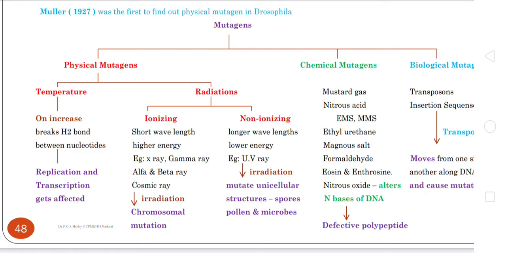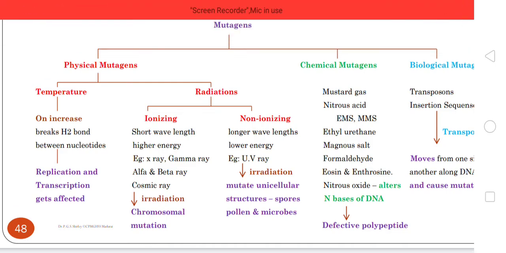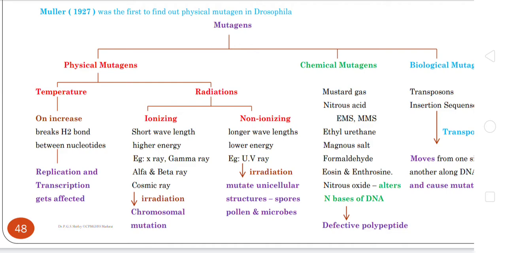Next we move on to non-ionizing radiation. Here they have a longer wavelength and produce lower energy. One example is UV rays. This leads to mutation in unicellular structures such as spore formation, pollen formation and microbes. So lower energy radiation occurs in the lower group of unicellular organisms, spores and pollen grains, which possess nuclei that occur at the surface membrane.